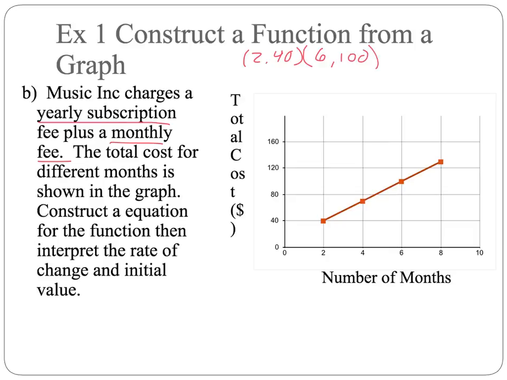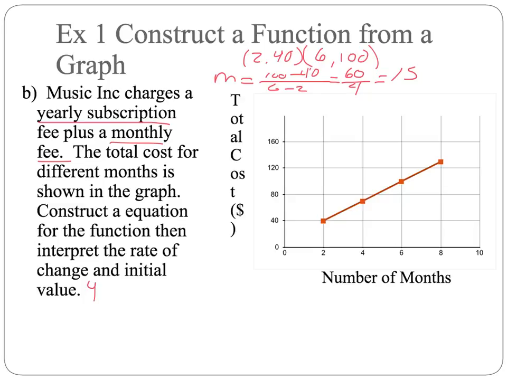The 2 and 40 was pretty easy to come up with. The 6 and 100, you kind of have to estimate where that is, so I'd rather just give you the exact value there. So find your slope first. 100 minus 40 over 6 minus 2. That's going to give me 60 over 4. 60 over 4 is 15. So my slope just happens to be 15 again. It won't always work out to be 15 again, but in this case it does.